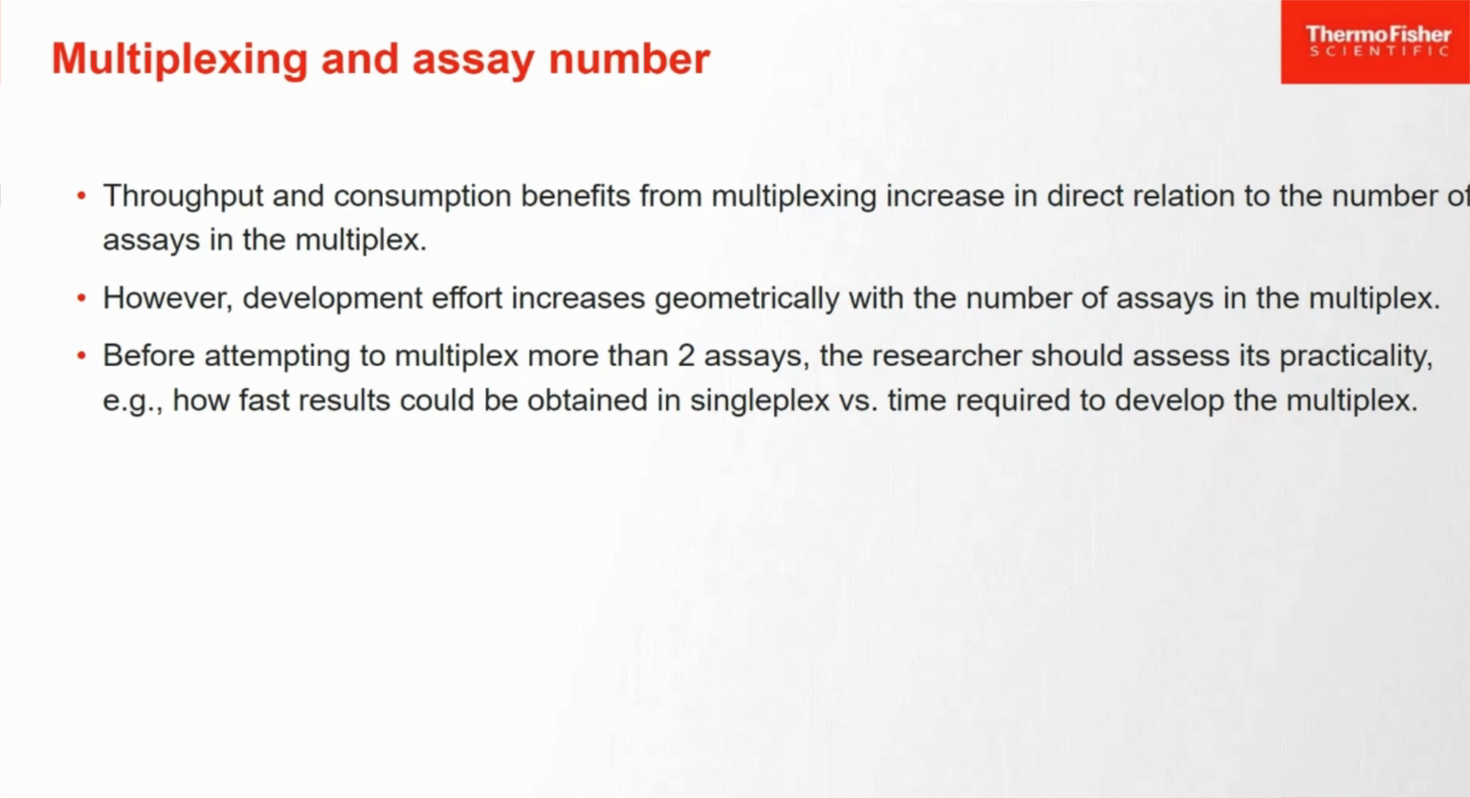So throughput and consumption benefits from multiplexing increase in direct relation to the number of assays in the multiplex. However, development effort increases, I could say, geometrically with the number of assays in the multiplex. So again, this is where I'm urging researchers thinking about multiplexing more than 2 assays per well, consider the practicality. In other words, how fast could you get the results in singleplex versus the time required to develop the multiplex?